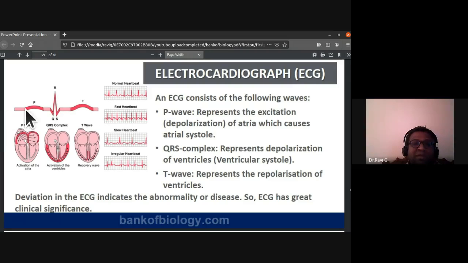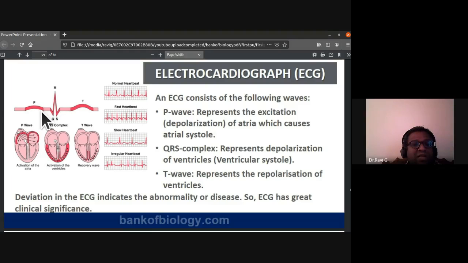What does the P wave represent? It represents the excitation of the atria, which causes atrial systole. Excitation means depolarization of the atria. We were discussing the SAN node in the activation of the atria. So the P wave represents the excitation of the atria, which causes atrial systole.